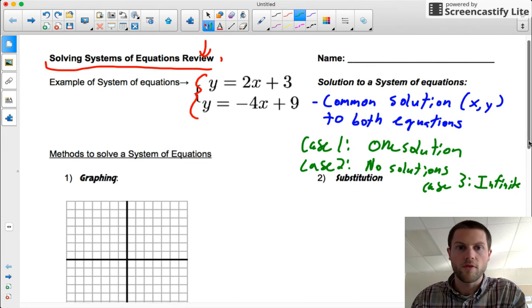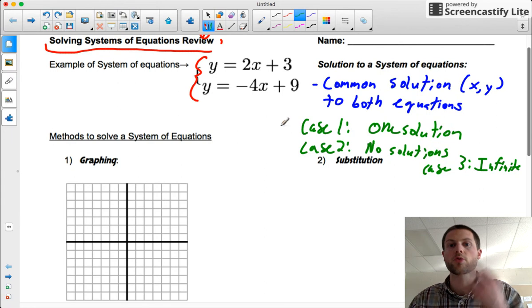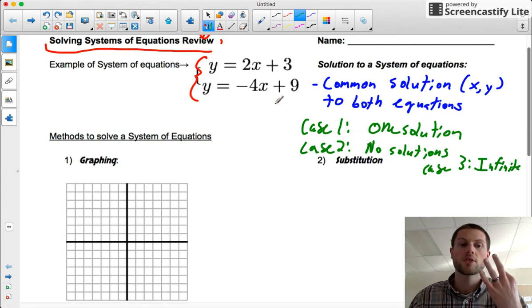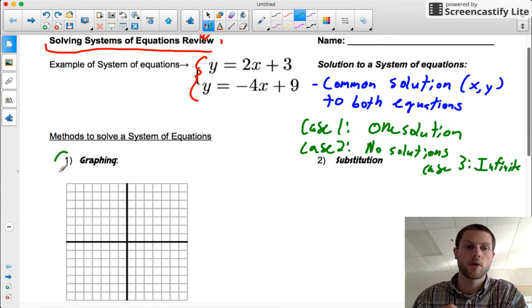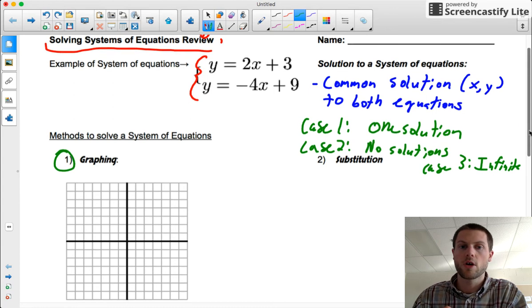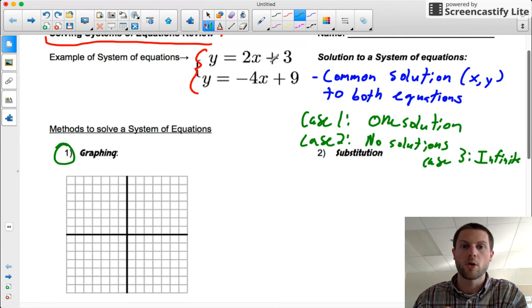So let's solve this system of equations. There's three main methods that you've seen to solve a system of equations. The first one we want to talk about is graphing. In order to solve by graphing, we need to graph both of our equations.